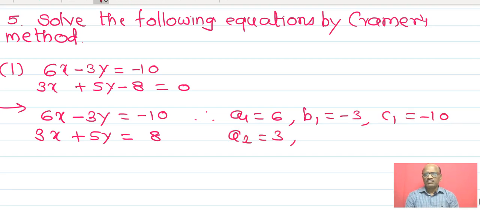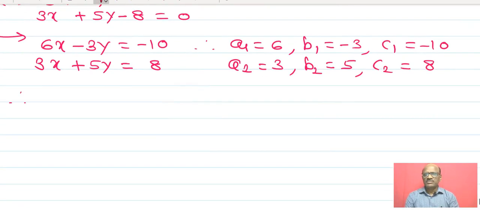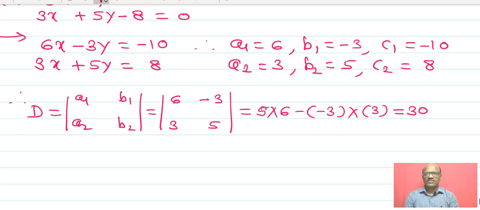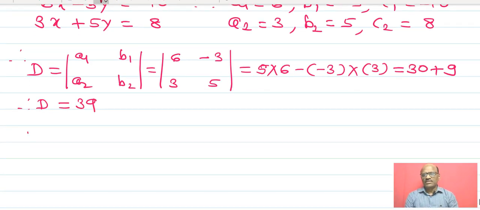a1 is 6, b1 is minus 3, c1 is minus 10, and a2 is 3, b2 is 5, c2 is 8. Therefore, D is a1, b1, a2, b2. The values are 6 minus 3, 3, 5. 6 into 5 minus 3 into 3. That is 5 into 6, 30 plus 9, which is 39. Therefore, the value of D is 39.